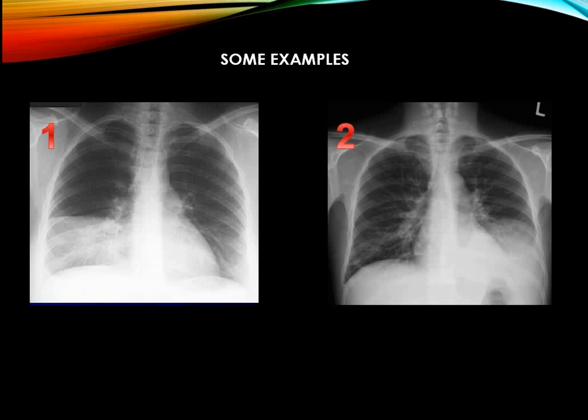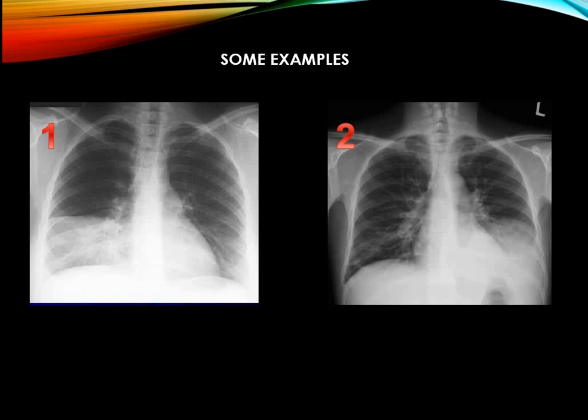In chest X-ray number 1, we have an opacity located in the right lower lung zone. This opacity is obliterating the right cardiac border, so we cannot see the right cardiac border clearly. This means that the opacity is located in the right middle lung lobe. While the diaphragm is seen clearly, meaning that the lower lobe is not involved.